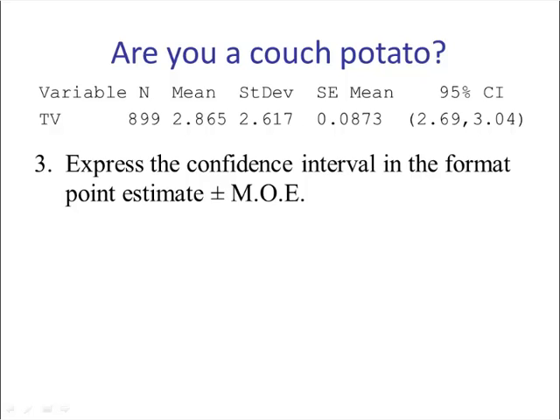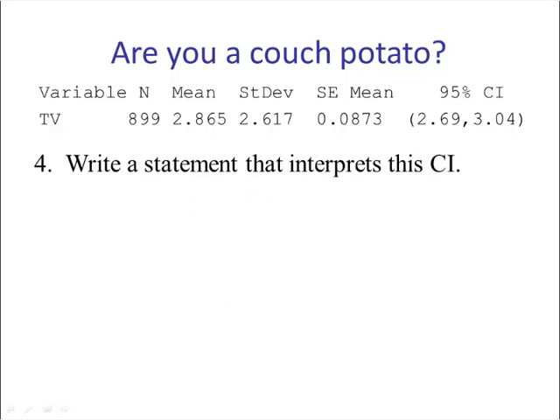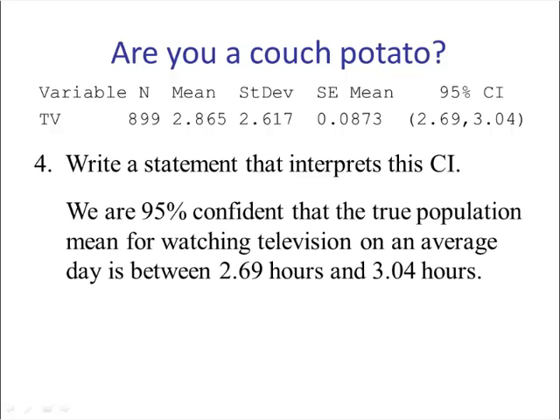Number 3, express this as point estimate plus or minus margin of error. So x bar is 2.865, margin of error is 0.175. So we are left with 2.865 plus or minus 0.175. Number 4, let's interpret this confidence interval. We would say we are 95% confident that the true population mean for watching TV on an average day is between 2.69 hours and 3.04 hours.